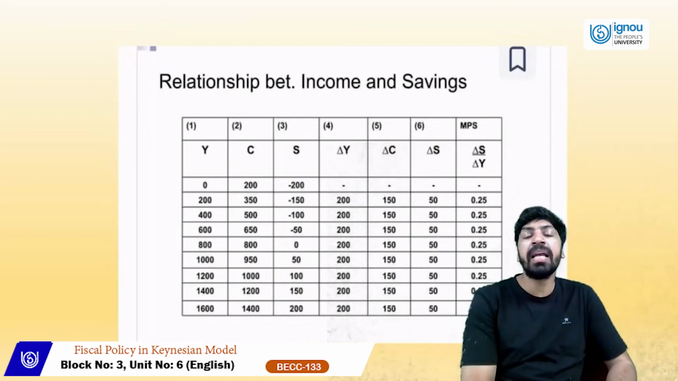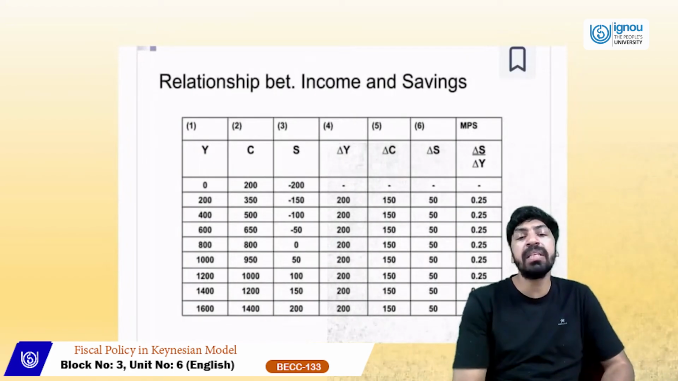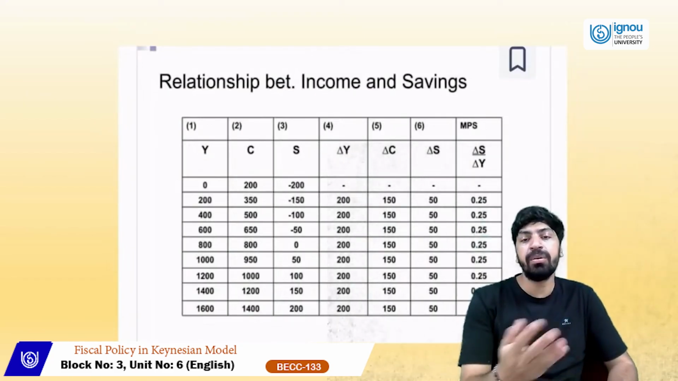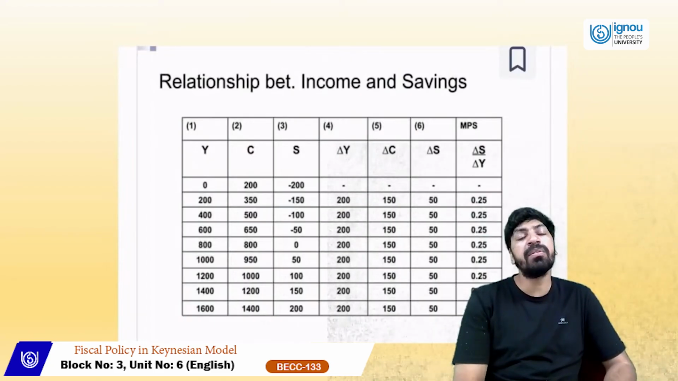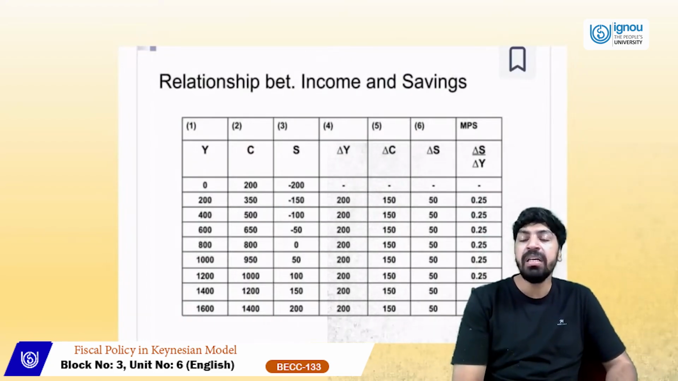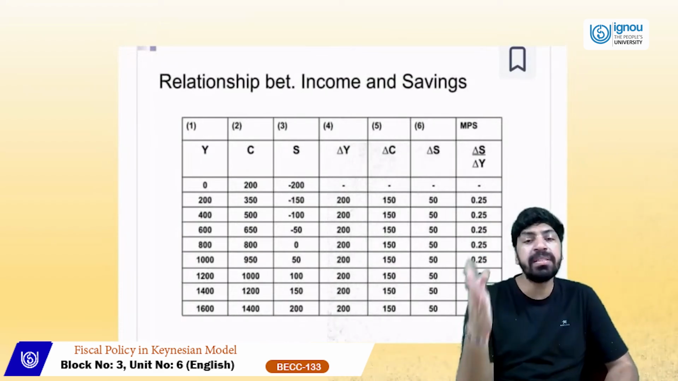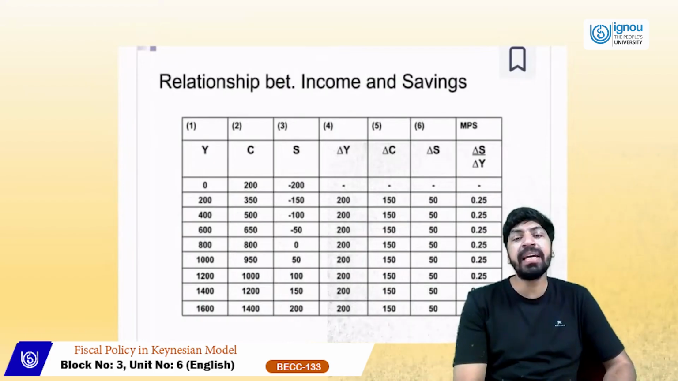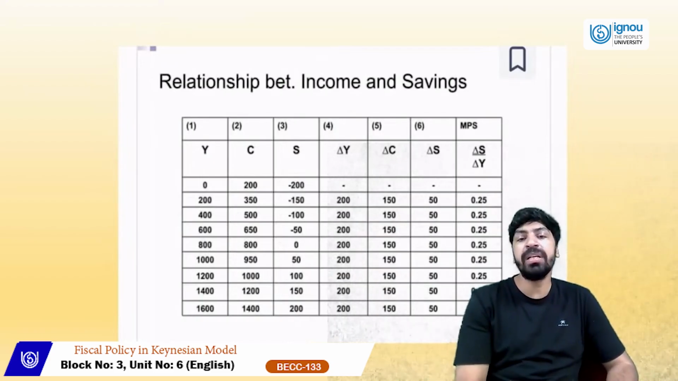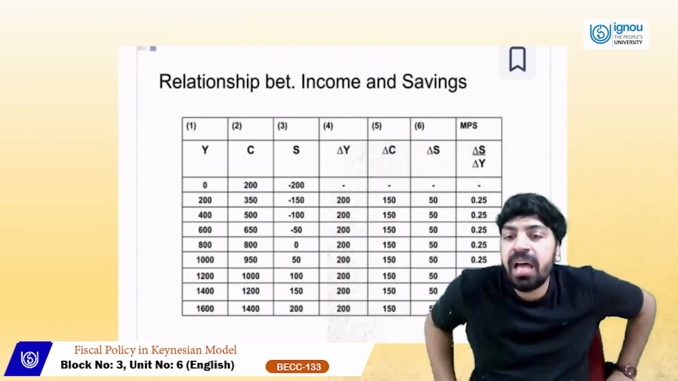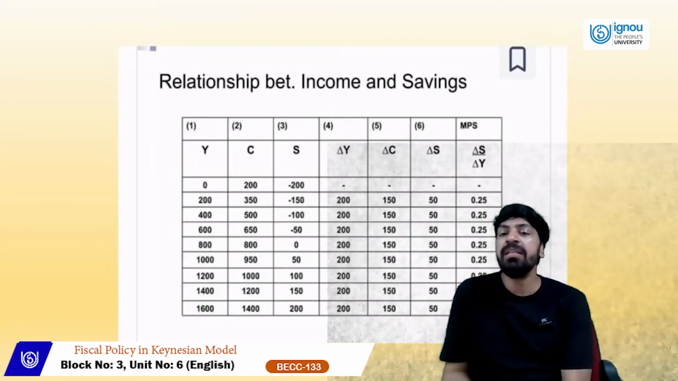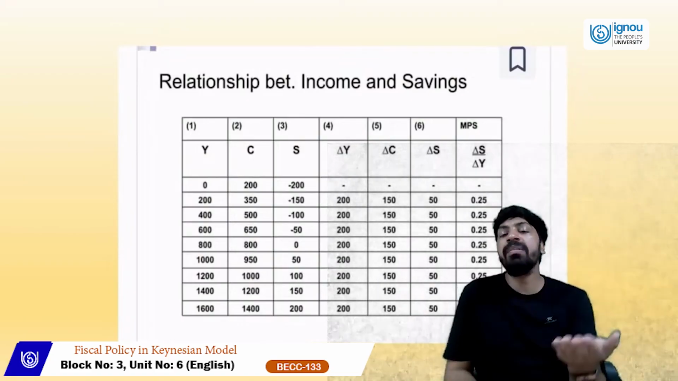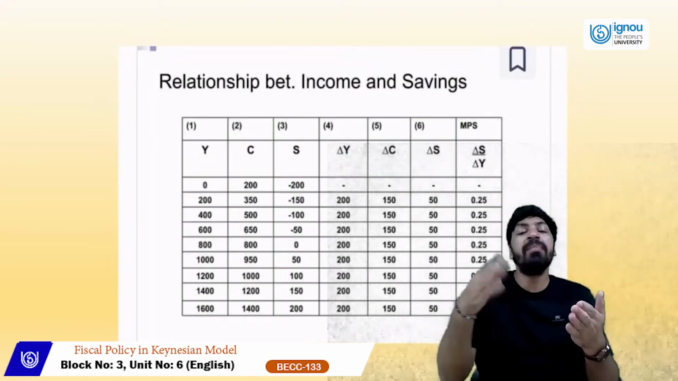When we calculate the change in income, it remains the same, 200, as in the earlier part of this question. Delta C also remains the same, that is 150. Now we need to calculate a new concept, that is delta S. For delta S, the first value is minus 200, and there is no previous value from which it can be deducted, so it remains blank. It is not applicable.